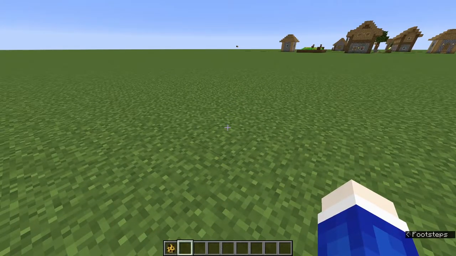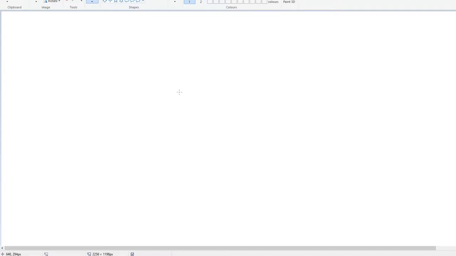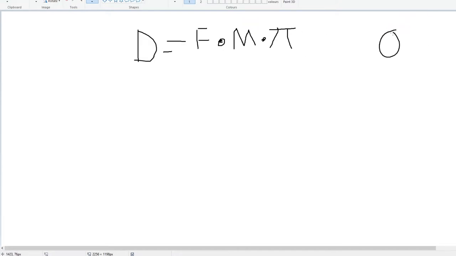Look, I can prove it. Okay, so here we have, I'm gonna draw this mathematical equation, but you might be too stupid to understand. Okay, so listen up. We have D, which means density, equals force multiplied by mass multiplied by pi. And if you didn't know this, pi is basically 0.314. Oh, wait. 3, 1, 4, 5. This is simple shit. You learn this shit in preschool. If you don't know this, click off this video now.